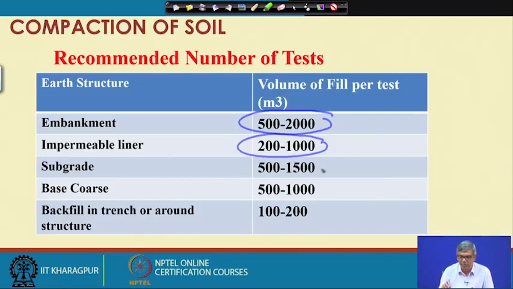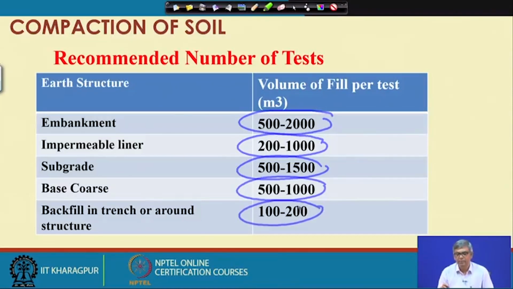Then if it is subgrade work, it is 500 to 1000. If it is a base course, 500 to 1000, and if it is a backfill in trench, then 100 to 200. That means this much volume of work you have to test. Otherwise, this is how you can do the quality control.